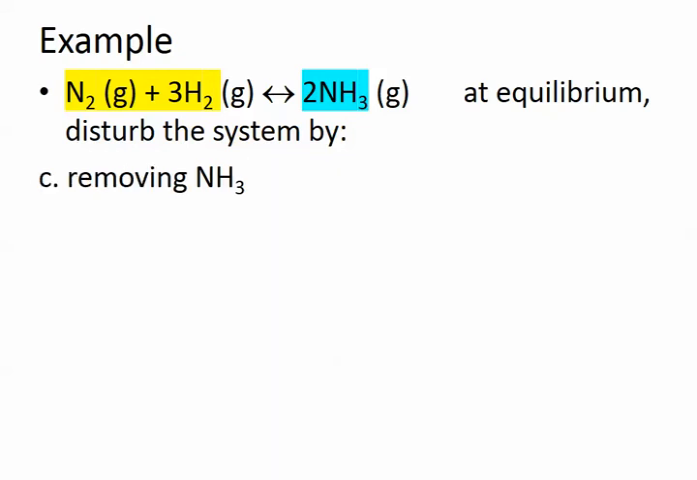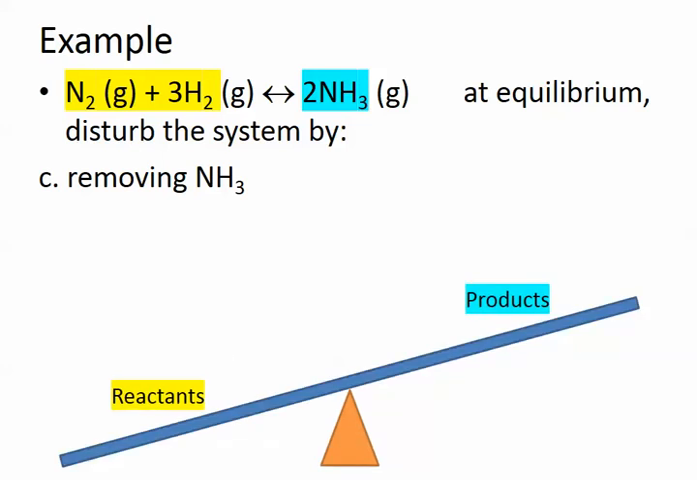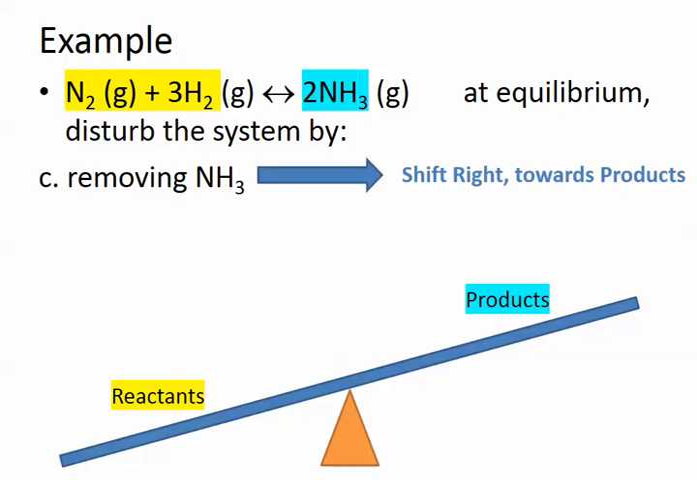What happens if we remove NH3? Remove, we're going to shift towards it. That's a way to remember it. Or if we think of the balance beam here, we're removing a product. If we remove something from the balance beam, that side's going to go up. And we're then going to shift to the right towards the products to restore equilibrium.